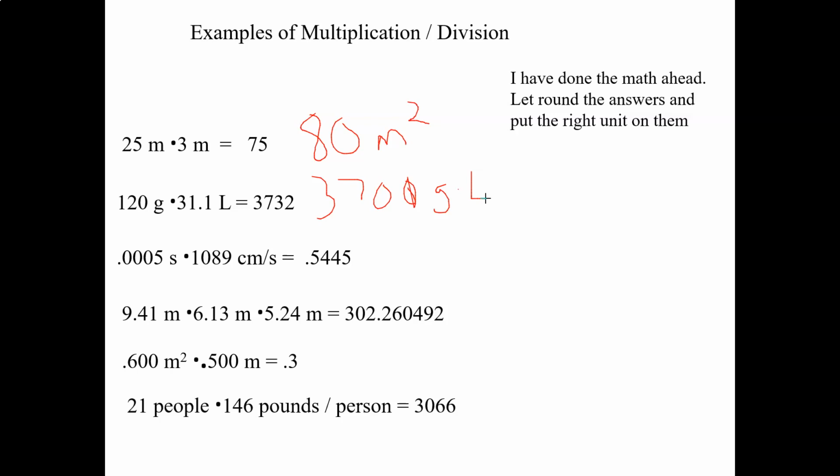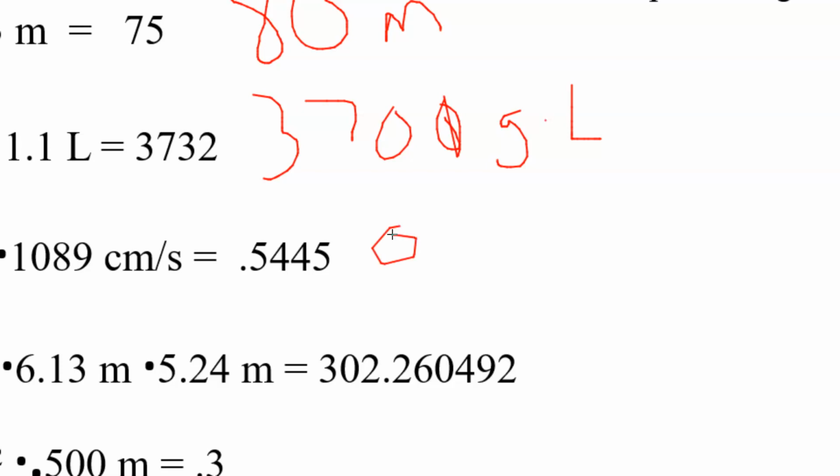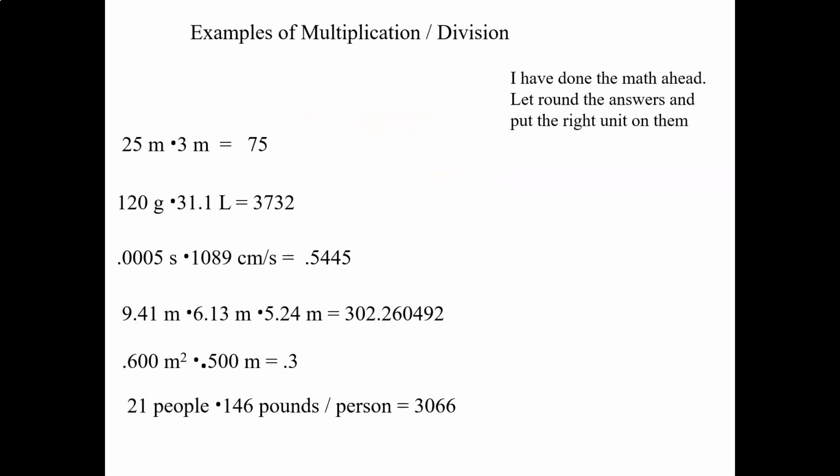The next example, 0.0005 times 1,089. Well, my first number has 1 sig fig, and my next one has 4. So 1 is obviously less than 4, so I'm going to round this to 1 sig fig. So 0.5. And you don't need the 0 in front of the decimal point. That's not required. And the unit on that would be a centimeter.